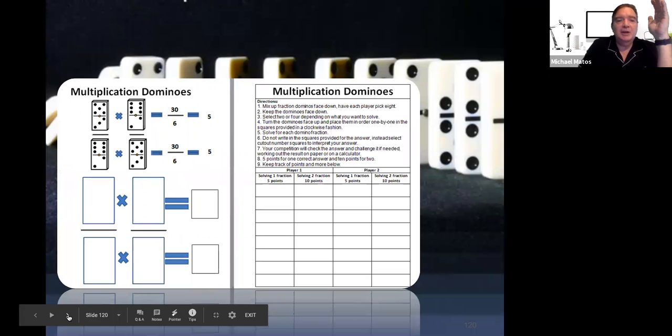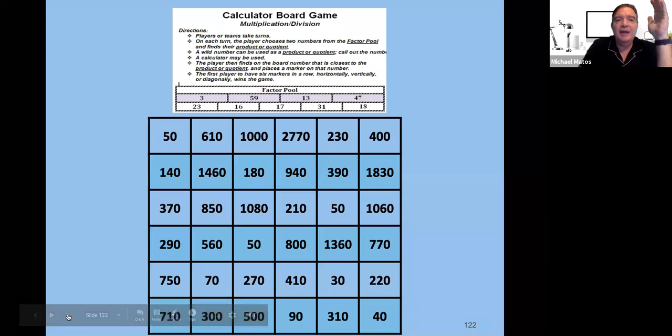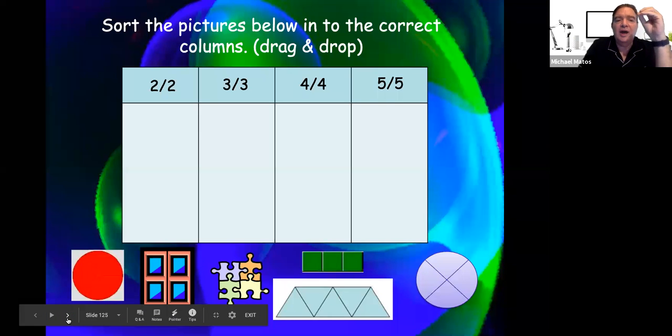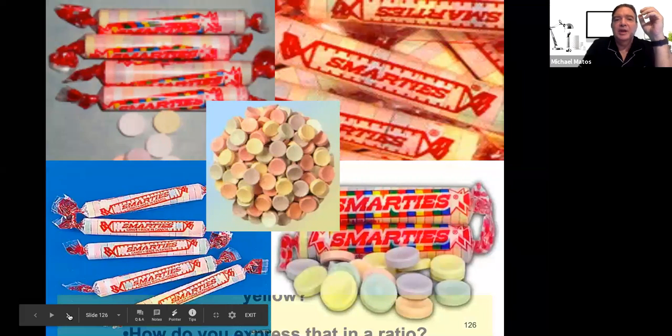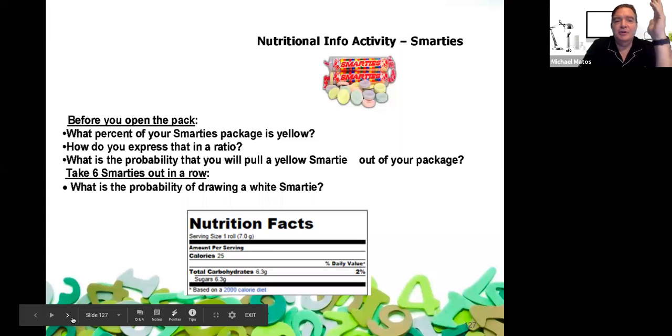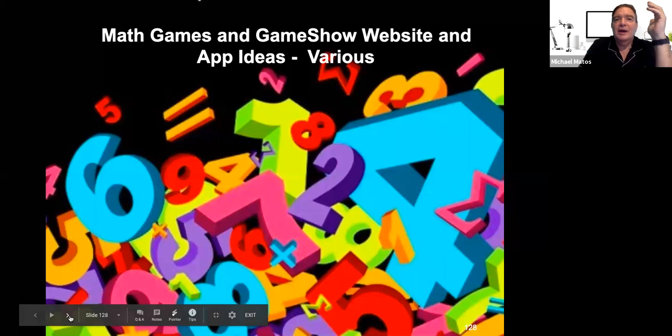So please take a look at these if you have time. Just a lot of different games on here and boards and so on. And I do have the websites too, where you can find templates for this, even using Smarties as a game and using the nutritional facts and so on.